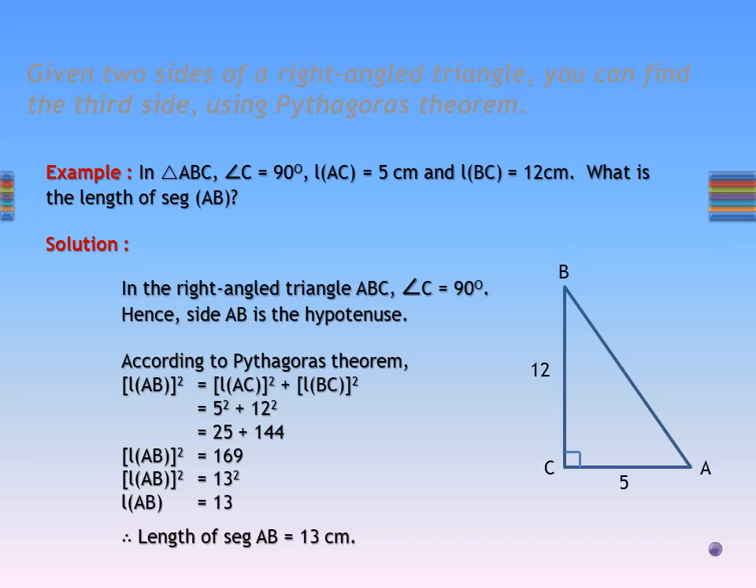And 169 is the square of 13. So we can write length AB square is equal to 13 square. Now removing squares from both the sides, we'll get length AB equals 13. Therefore, length of segment AB equals 13 centimeters.